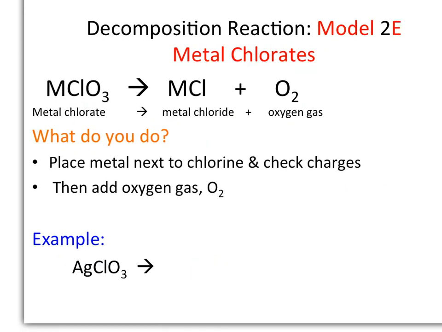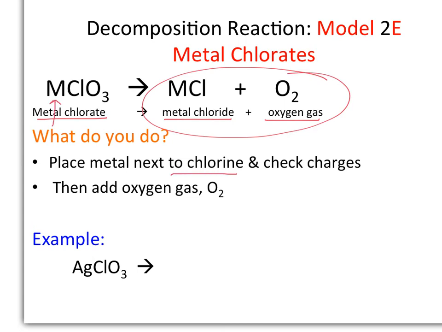And our last reaction in this decomposition set is Model 2E, metal chlorates. So the metal chlorate will break down into a metal chloride and oxygen. How do we come up with these products? We're going to identify the metal chlorate as the single reactant, find the metal. We're going to place it next to chlorine, check our charges, and this time we will add oxygen gas.